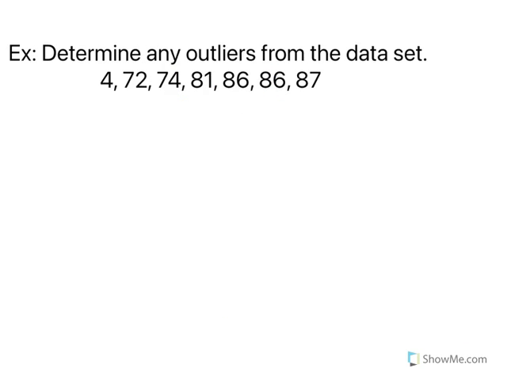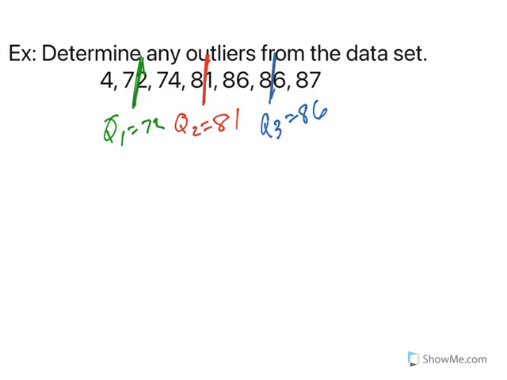I have 4, 72, 74, 81, 86, 86, 87. So, determine outliers. We need to find the quartiles so that we can find our upper and lower limit. We have an odd number here, 7 numbers, so my median is the one right in the middle. So Q2 equals 81. Median of the lower half, there's 3 numbers there, so the middle one is 72. And the median of the upper half is the middle one, so Q3 is 86. Our interquartile range is 86 minus 72, which is 14.